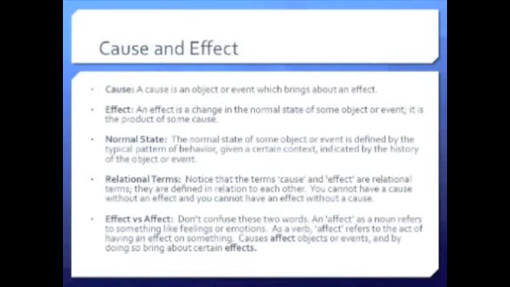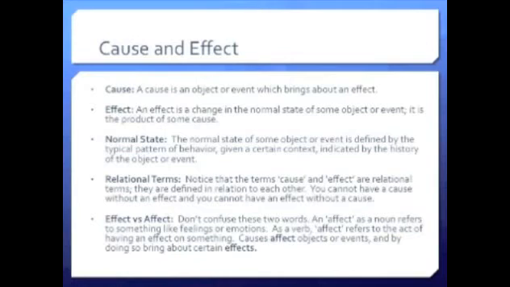Mill's methods are ways of identifying the causes of particular or general effects. So the first thing we need to do in order to get an understanding of Mill's methods is to understand what causes and effects are. A cause is an object or event that brings about an effect. An effect is a change in the normal state of some object or event. It is the product of some cause.